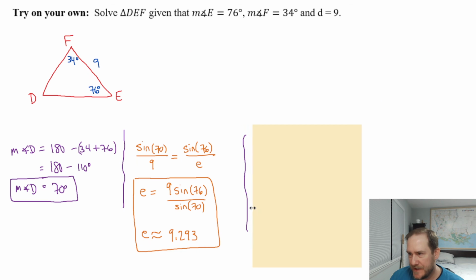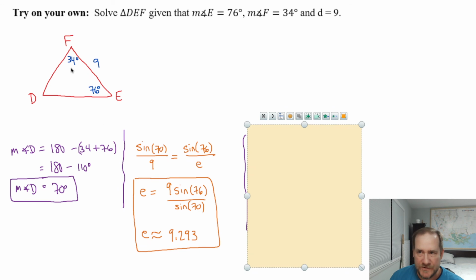Now that you've got 70, you can set yourself up a ratio where now that you know the 70, you can say sine of 70 divided by 9 is equal to the sine of either one. You can pick either one. I chose to solve for E first, but we could have solved for F first. So sine 70 over 9 equals sine 76 over E. Again, we cross multiply, we do our thing. I found E to be 9.293.